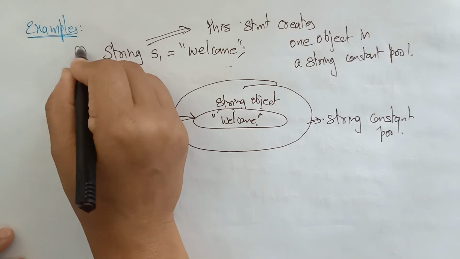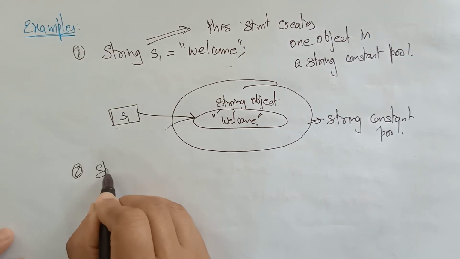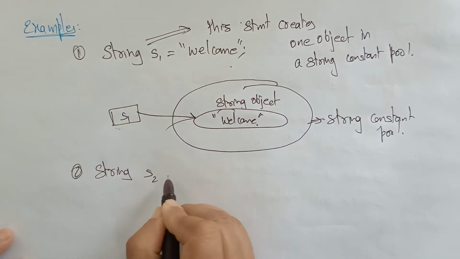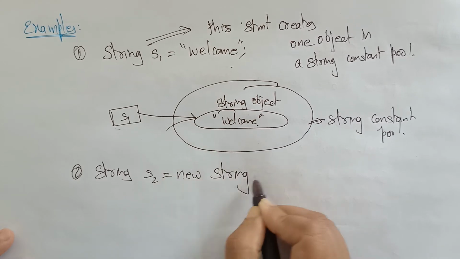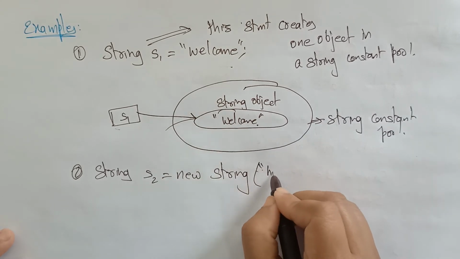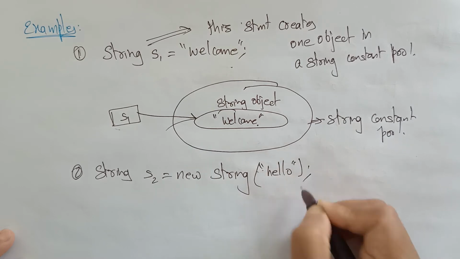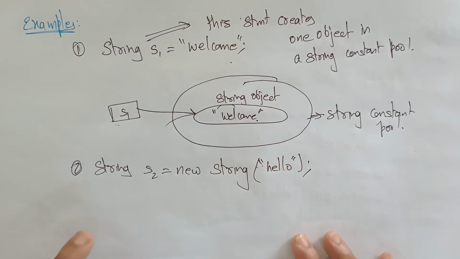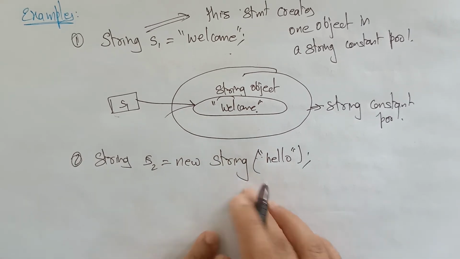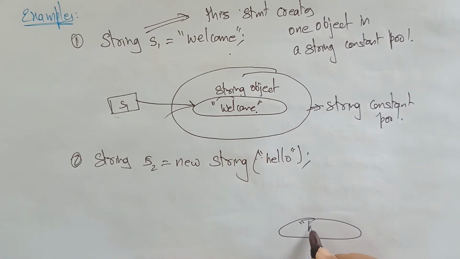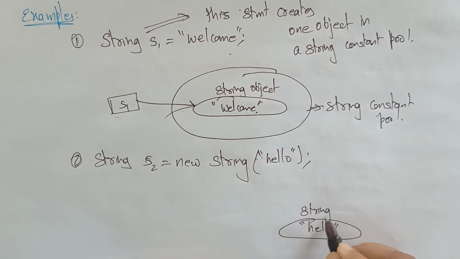Let me take one more example to understand more clearly. String S2 is equal to new String, and this time I am giving a constructor, the string constructor with the argument "hello". So what is it doing? First, for "hello", a string object is created.